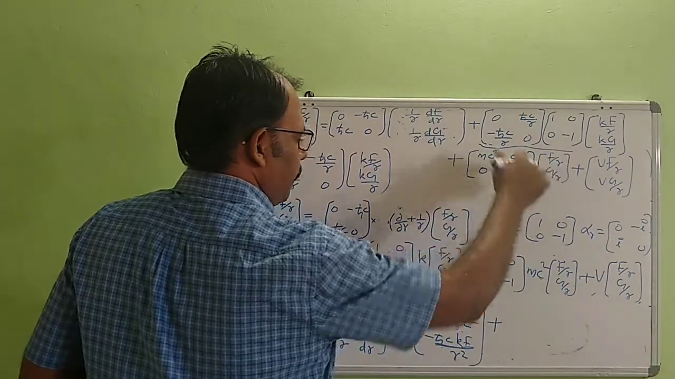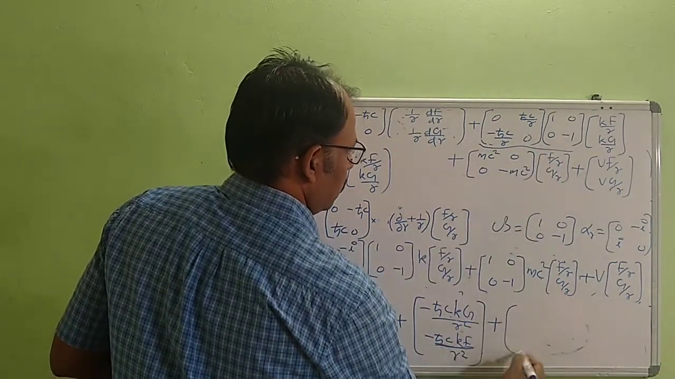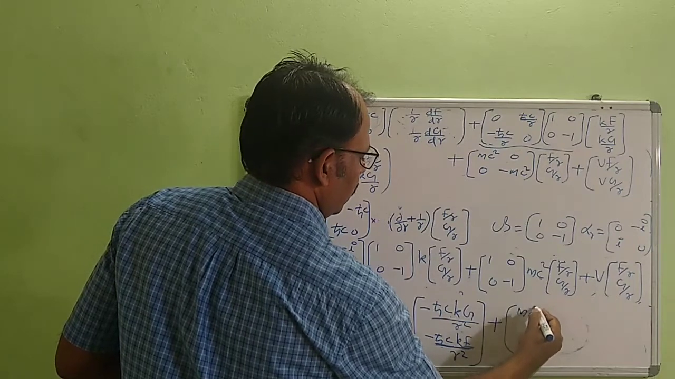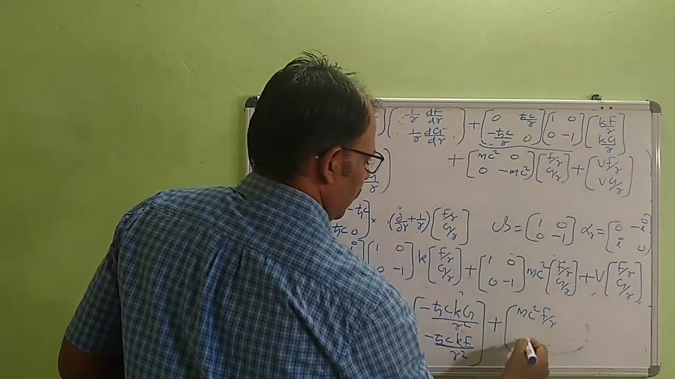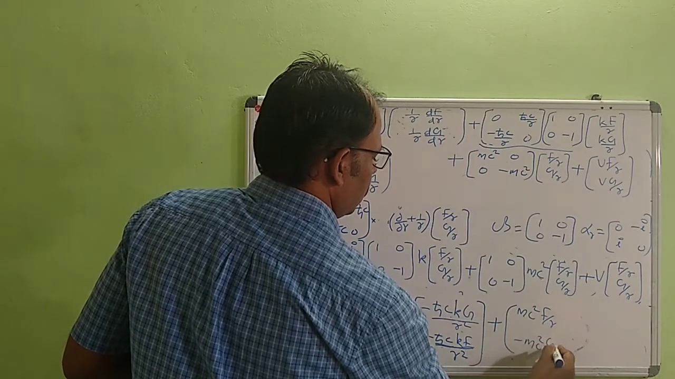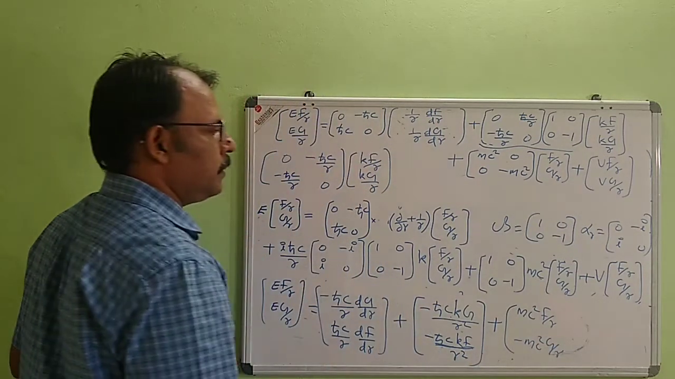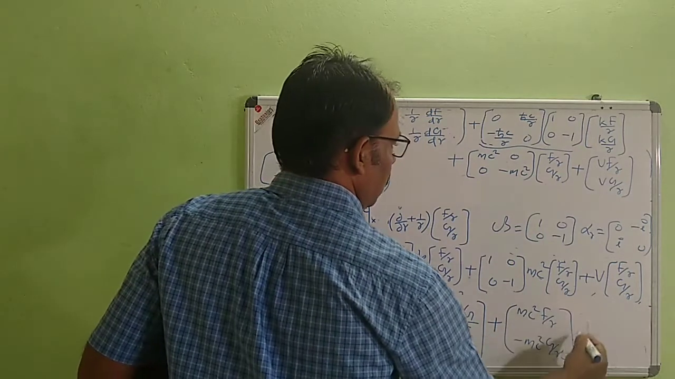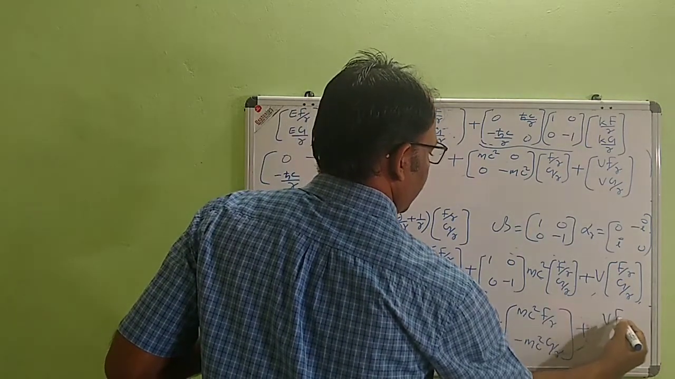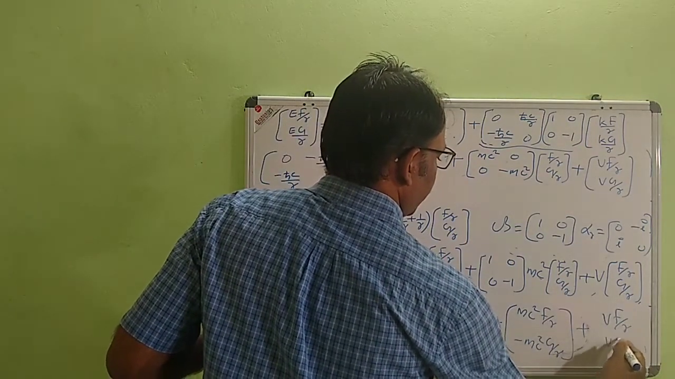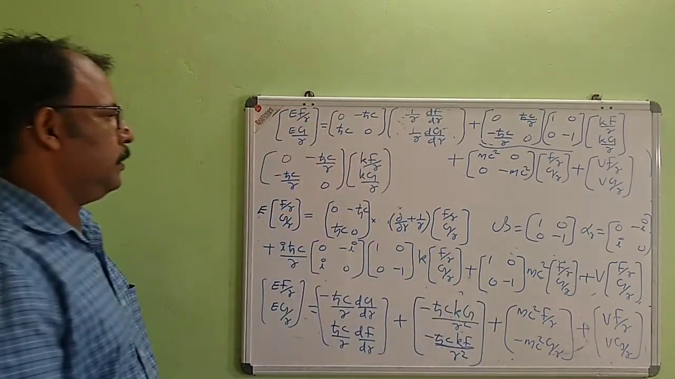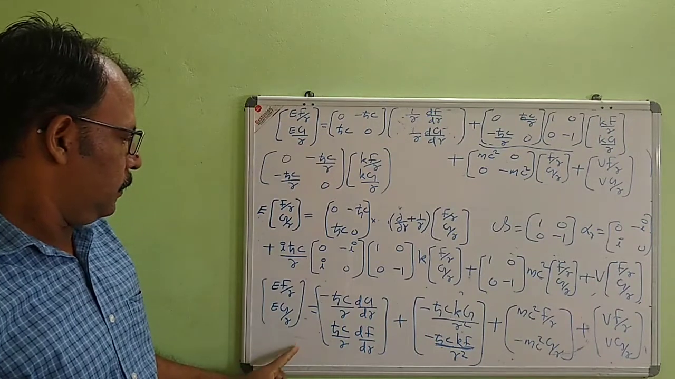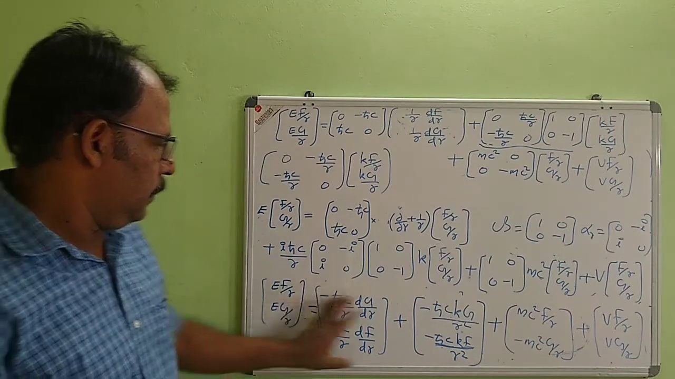First term is mc square F by R. Now the second one is minus mc square G by R. Plus Vf by R, Vg by R. So this can be simplified as shown in the last equation.